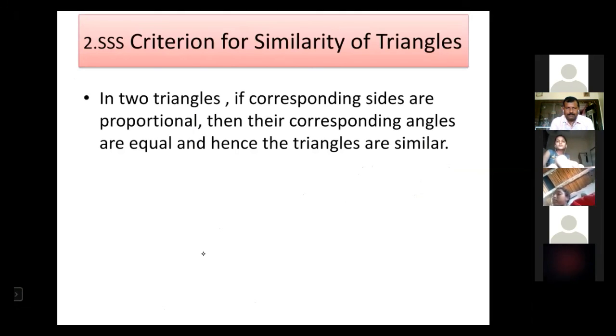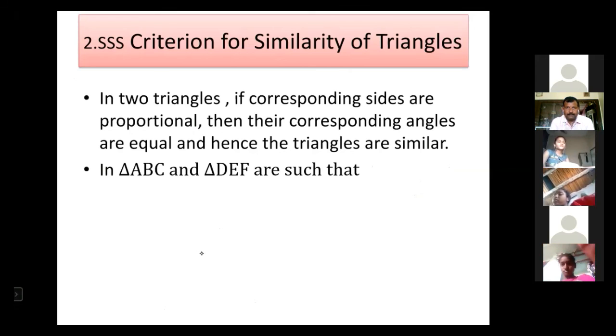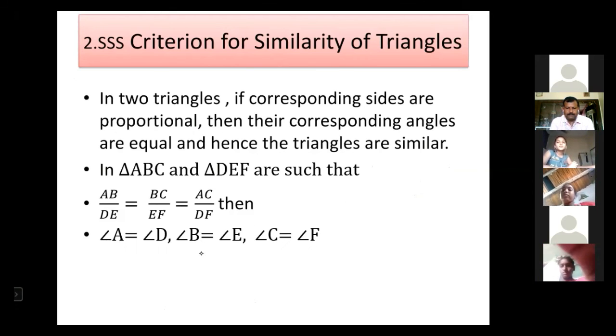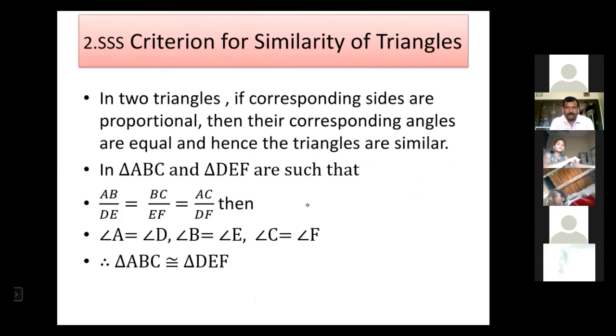If the ratios of three corresponding sides are equal, then the angles are equal. It is side, three corresponding sides. Then it is also one similarity criterion. SAS, side angle side criterion.